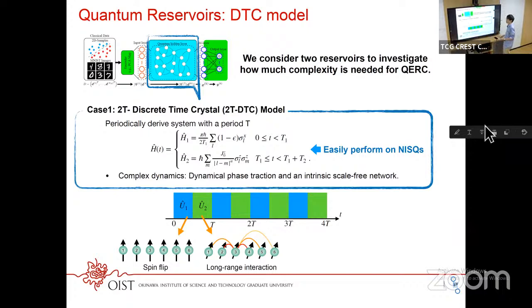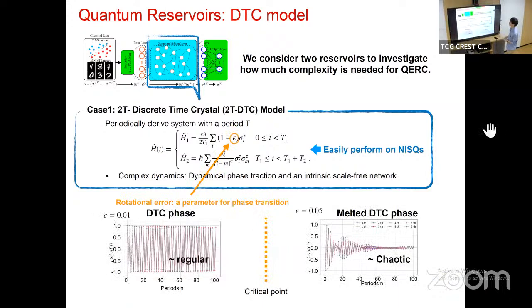The reason why we choose 2D DTC as a reservoir is because it is easily performed on quantum NISQ devices, as I said in the introduction. It has been demonstrated on different NISQ platforms like superconducting qubits and trapped ions. And it is also known that complex dynamics can be created by this model, dynamical phase transition and a scale-free network. Okay, let's briefly explain what that is.